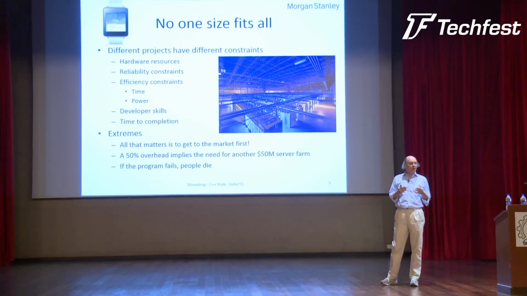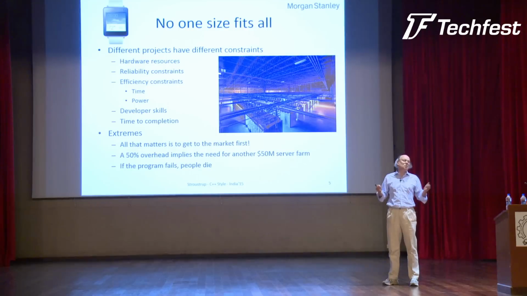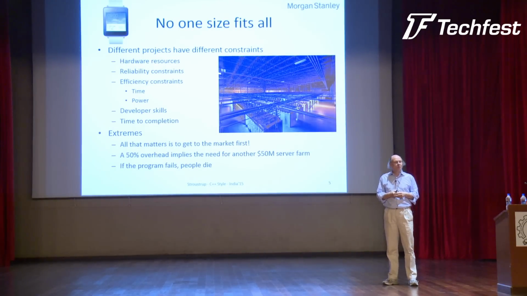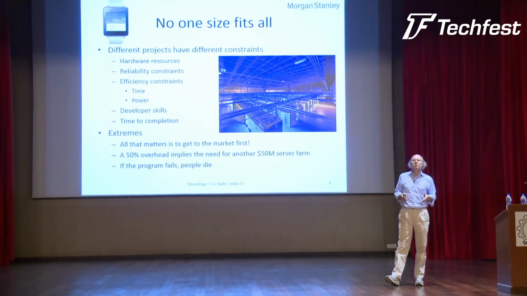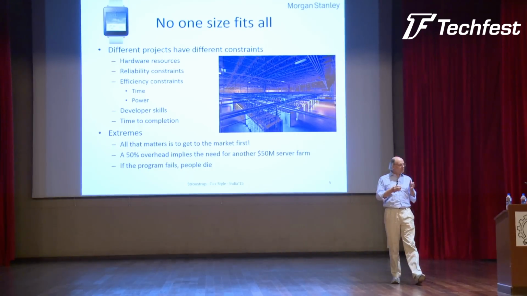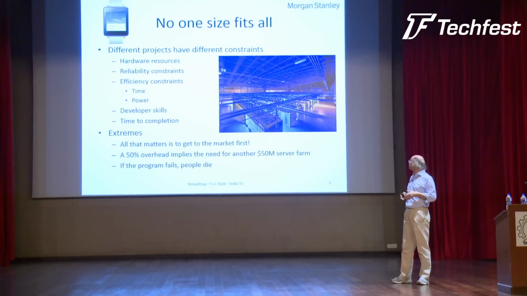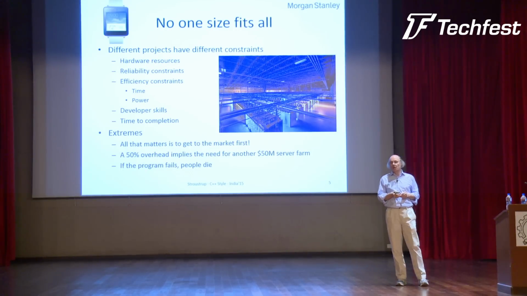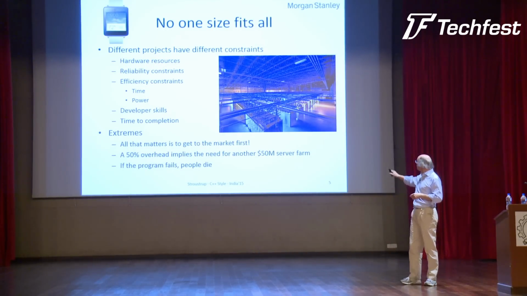Reliability constraints are very different. I mean, if you're building a video game or a website, it's no problem if it goes down once a week. If you're building a life support system, somebody dies if you get an error. These are different systems. They require different attitude, different tools, different ways of writing things. Efficiency constraints differ. How quickly must you do something? How much electricity can you consume doing it? And developer skills differ. Different places, different organizations have different skills.